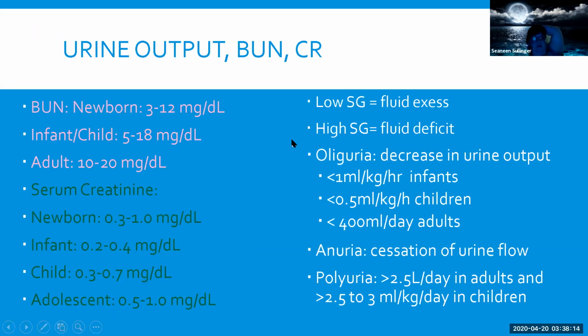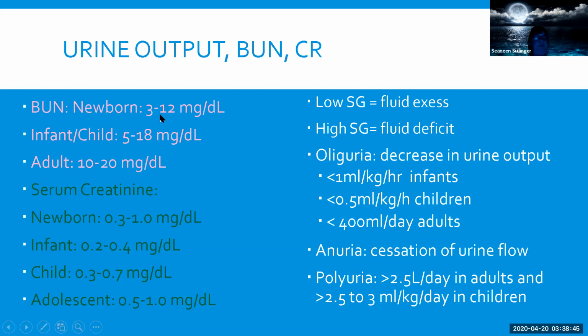So what do you need to know? Let's talk about urine output, BUN, and creatinine. So if you look at the normal values for BUN and creatinine, they're given here. You can read those as they're taken directly out of your book. But you'll notice that for a newborn, they can have anywhere from 3 to 12 milligrams per deciliter.